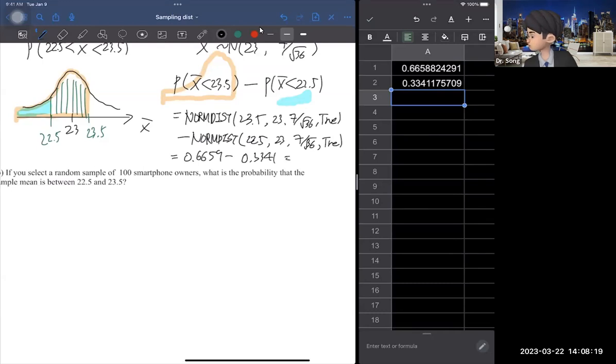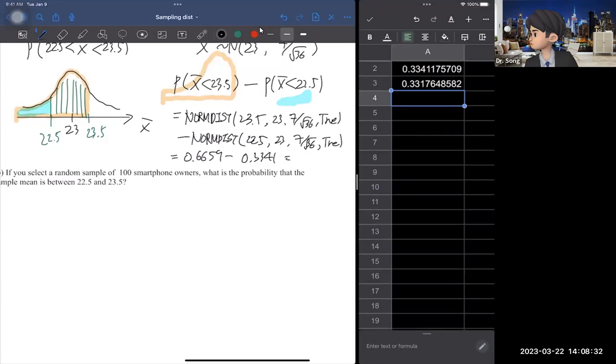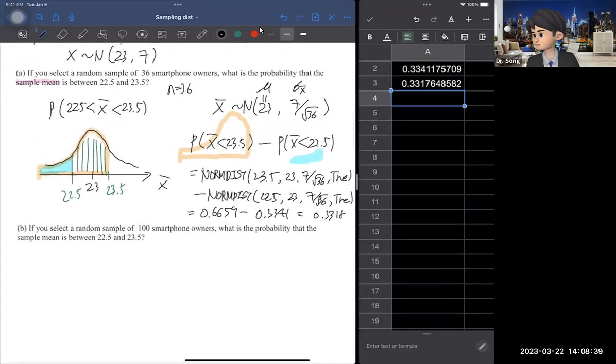So you just need to find the difference, but you don't need to calculate with the calculator, just use Excel. First one, 0.6659, that is in cell A1, minus the second one, that's in cell A2, then it gives the answer. The answer is 0.3318, up to 4 decimal places, okay? Now let's solve the second question. If you select a random sample of 100 smartphone owners, what is the probability that the sample mean is between 22.5 and 23.5? Everything is the same except for the sample size. Now the sample size becomes n equals 100, but the questions are totally the same.